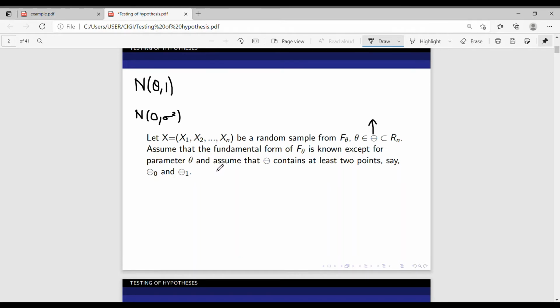And the most important point is to assume that capital Theta, our parameter space, contains at least 2 points, say theta naught and theta 1. Suppose our parameter space contains only 1 point, then it is certain that theta is equal to capital Theta naught. So there is no uncertainty, and there is no need for testing. Clear?